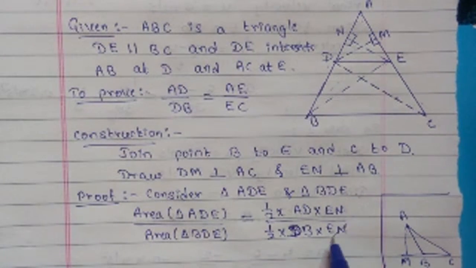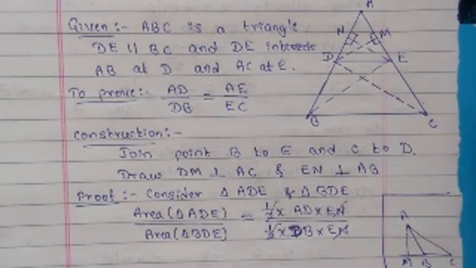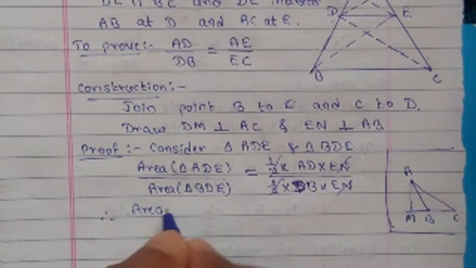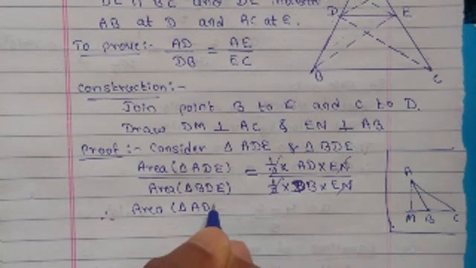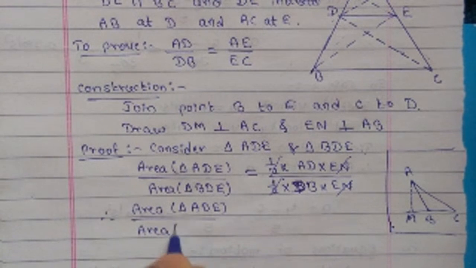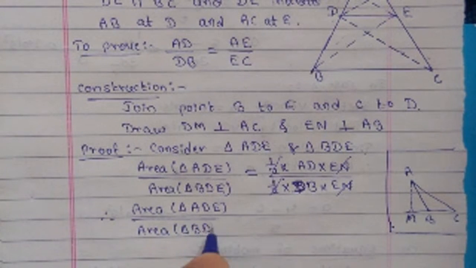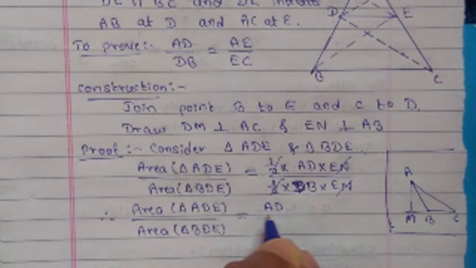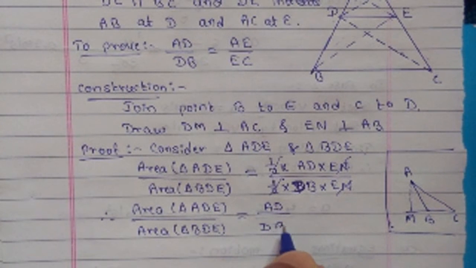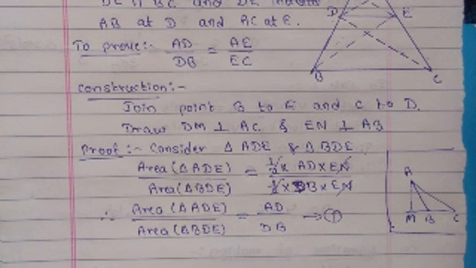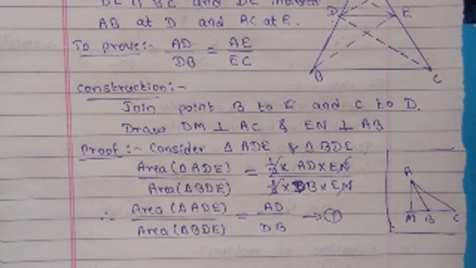Now EN gets cancelled, half gets cancelled, only remaining. Therefore, area of triangle ADE divided by area of triangle BDE is equal to AD divided by DB. I will call this equation number 1, AD divided by DB. So this is the remaining one.